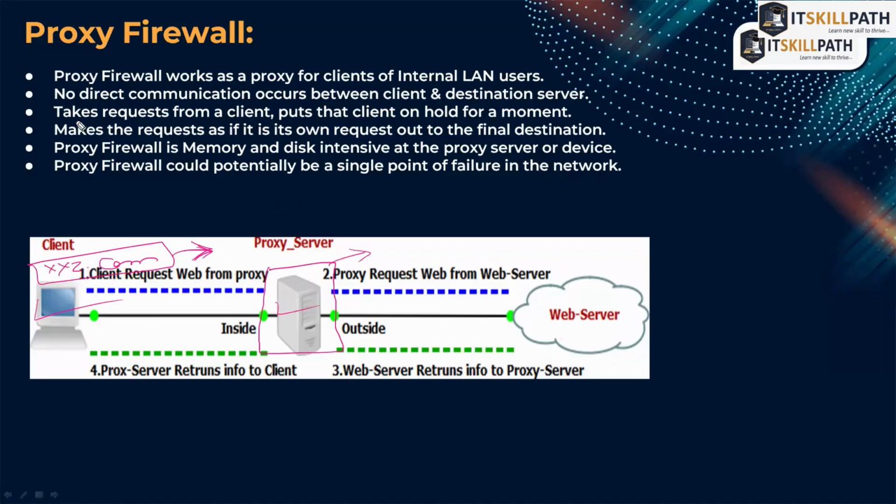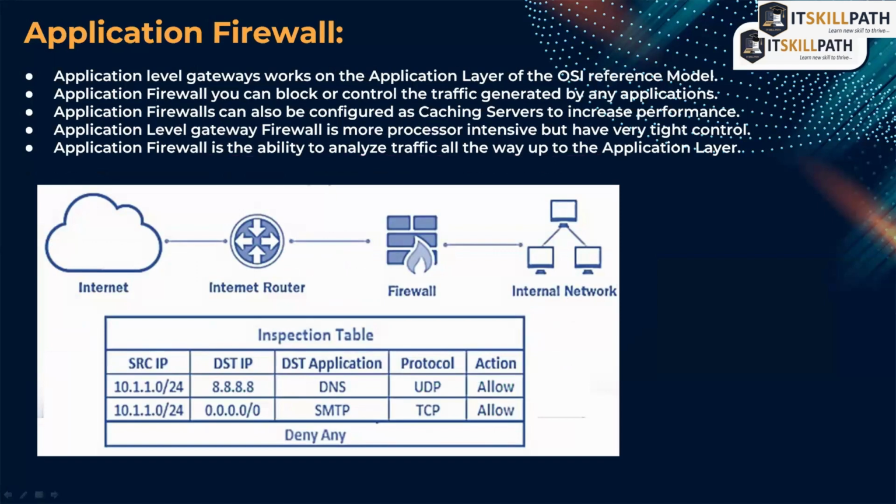Here you can say it takes a request from the client, puts the client on hold for a moment, and makes the request to the final destination. The proxy firewall uses memory and disk on the proxy server or device. So on behalf of the user, it sends the traffic to the internet or some other server. That is the example of a proxy firewall.